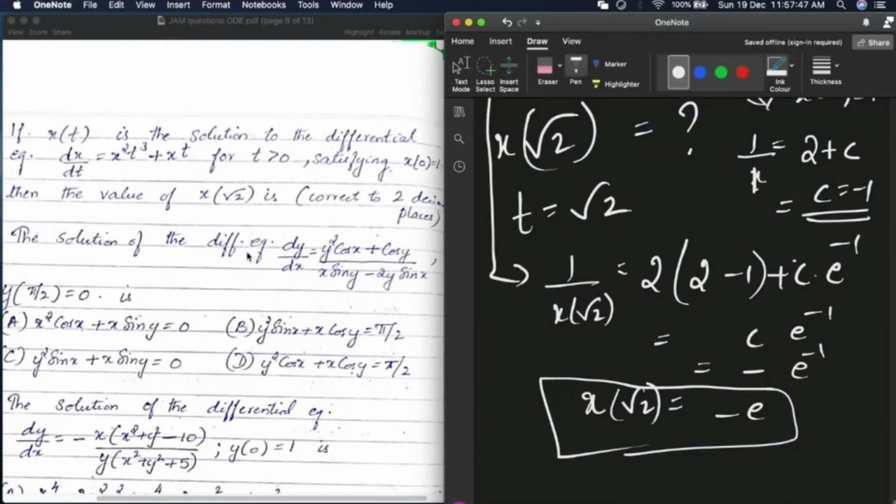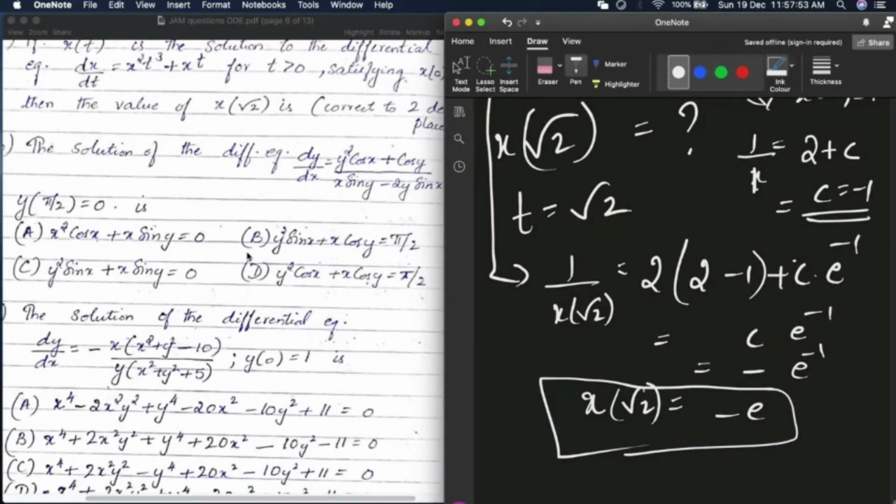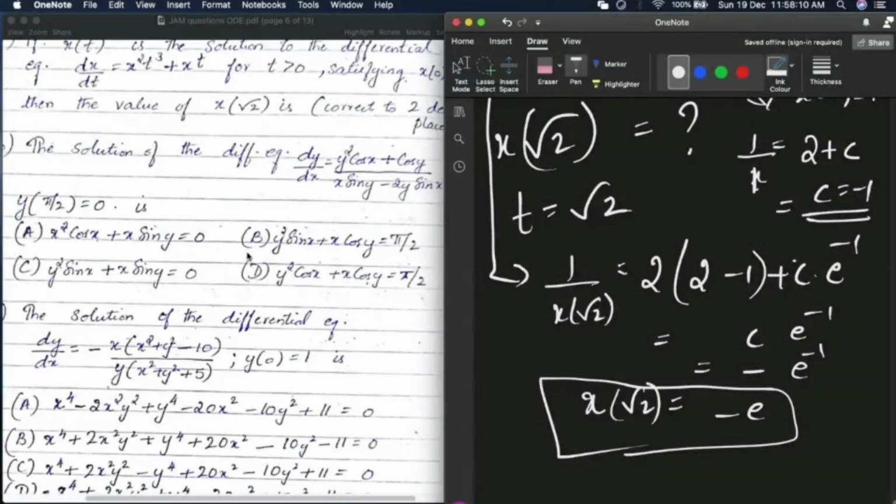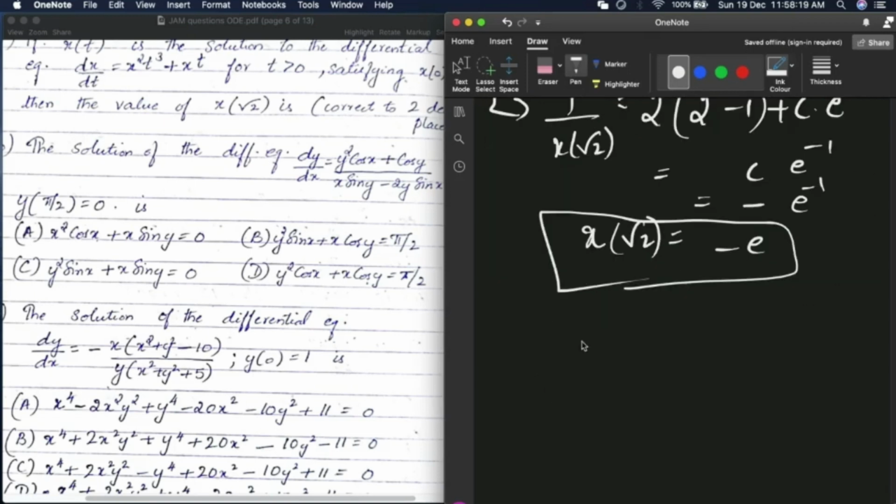The solution of the differential equation dy by dx is equal to y square cos x plus cos y divided by x sin y minus 2y sin x, then y of pi by 2 is given, that means you have to find c also. Let's check. I have a doubt whether it becomes exact or not. So the standard form means you can write it.